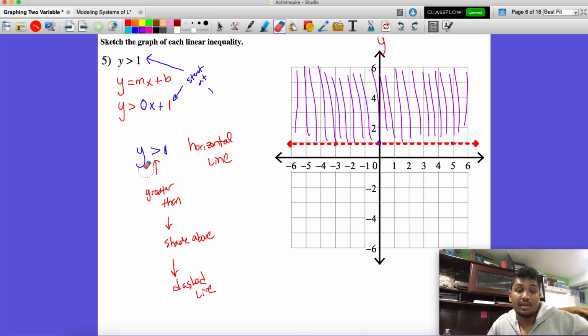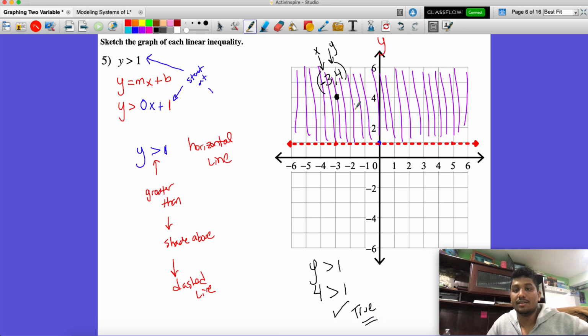And how would that even work? Let's just choose a random one here. What is this? -3, 4. So if we were to plug this coordinate into y greater than 1, what's the only thing that you can plug in? This is your x, this is your y, but in our inequality there's no x, so that means that we can only plug in a y. So 4 would be the value that we plug in for y, and is it true that 4 is greater than 1? Absolutely. So then this would be true. That means that any dot here, any coordinate in this solution set will be true.